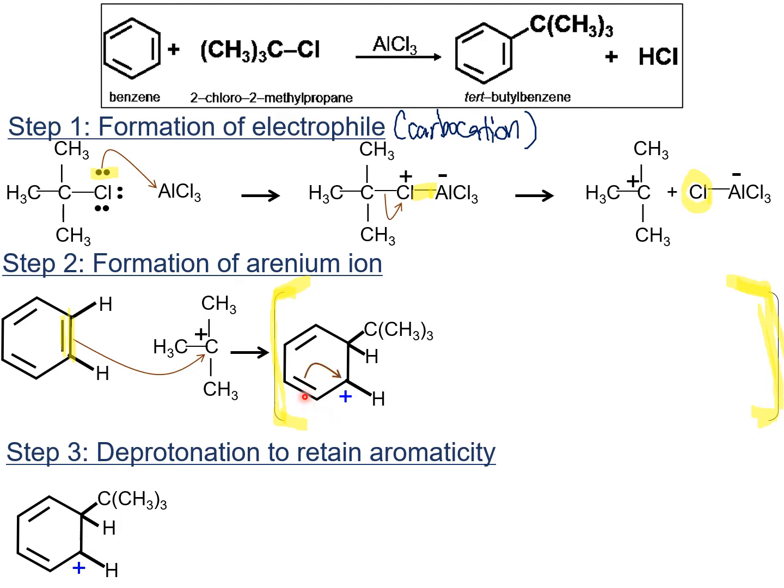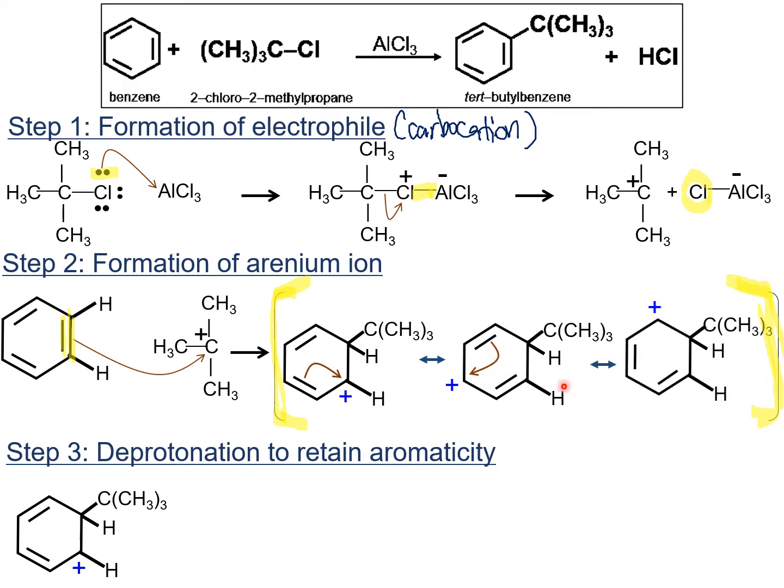Lepas tu kita akan delocalize electron. This is the first delocalization of electron, which we will get this. Okay, this carbon dapat positive charge, this carbon pula dapat double bond. Okay, lepas tu this carbon double bond pula dia akan buat delocalization of electron with this carbon atom. Therefore, we will get this carbon atom ni akan dapat positive charge, this carbon atom dapat the double bond.